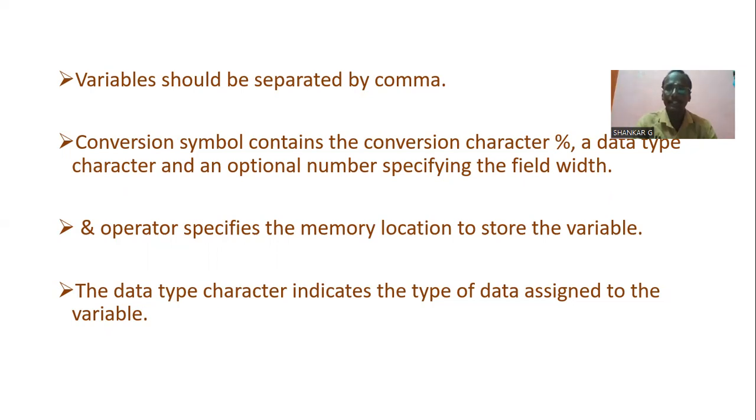So here I said every variable must be preceded with an ampersand. It means that the ampersand operator specifies the memory location where the variable is stored. In the variable topic we had discussed that while declaring a variable, it takes a place in the memory area where free space is available. If you are declaring any variable, it searches the memory and takes some place in the free memory area. That memory address is referred to with the help of the ampersand symbol. And the data type character indicates the type of data assigned to the variable.